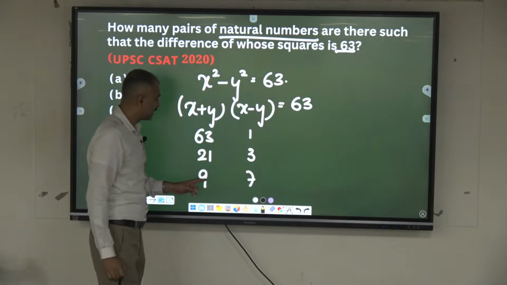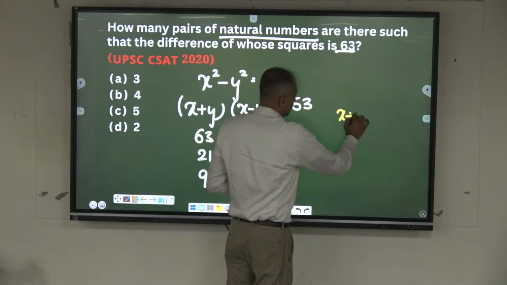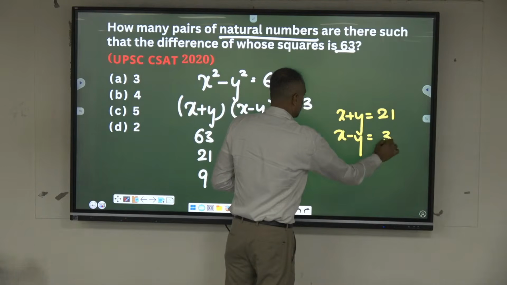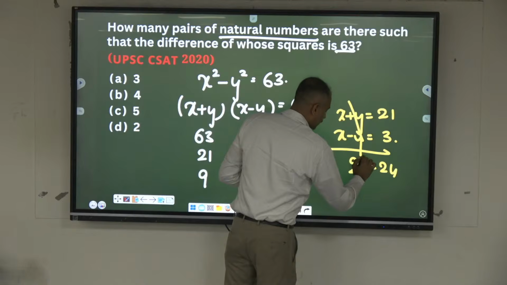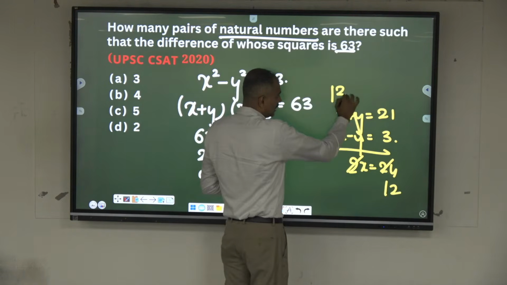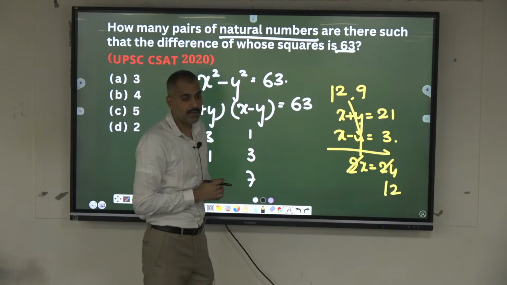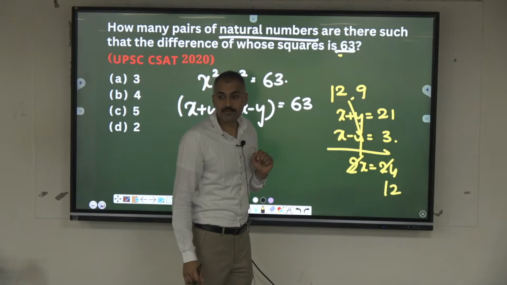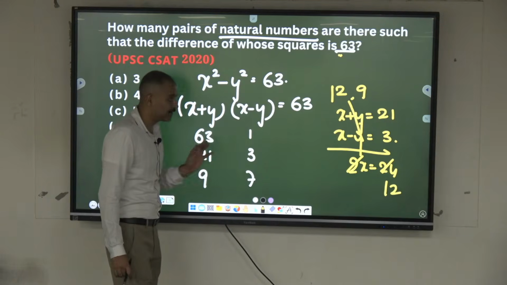Okay, in this case, I'll take one example here. I'll take 21 and 3, meaning x plus y is equal to 21 and x minus y is equal to 3. So 2x is equal to 24, x is 12. If x is 12, y has to be 9. What is 12 squared minus 9 squared? 63, isn't it? Similarly, 63 and 1 is also possible, and 9 and 7 is also possible.